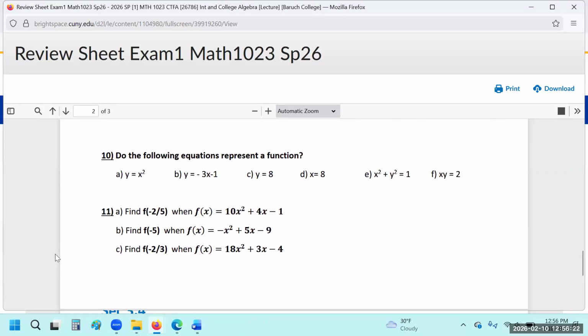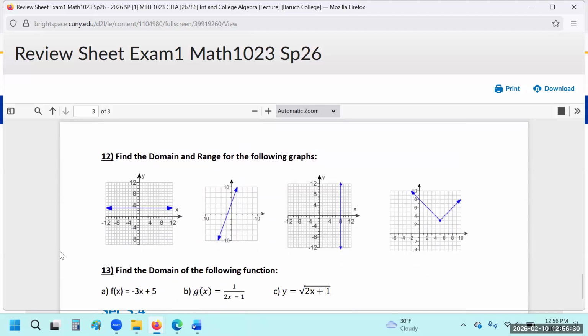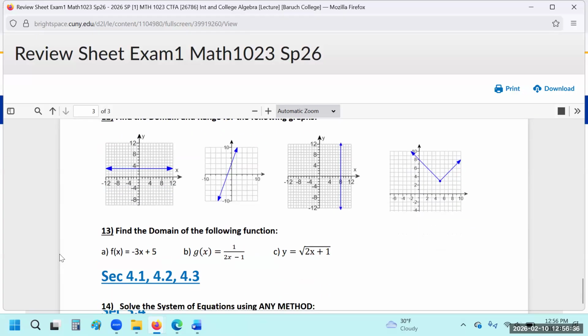One question will be from 11 and expect to see fractions. Then for domain and range, probably 1 or 2, finding domain and range from the graph, and definitely all 3 in question number 13.